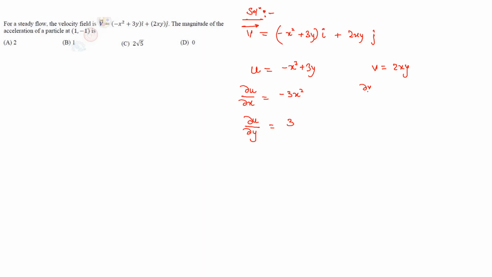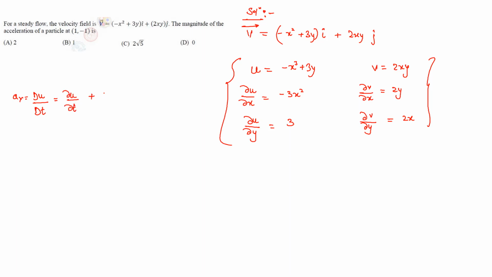Similarly for v, we can see that the partial differential of v with respect to x will be 2y, and with respect to y it will be 2x. Now if we have all this information, we just need to plug in the formula. So we have just seen that ax, which is nothing but the material derivative of u velocity, if you write it in the component form, you will have a local acceleration plus the advective acceleration.